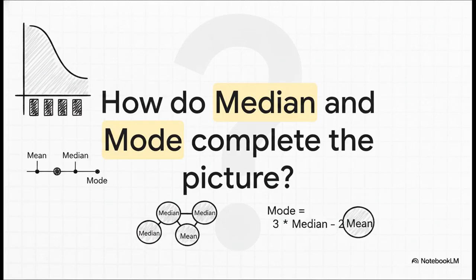But this leads to a fascinating final question. As we look at the overarching formula, mode equals 3 times median minus 2 times the mean, how do the median and mode complete this statistical picture? Are there datasets out there where the mean actually paints a misleading picture of the center? Well, that is a puzzle for next time. Keep exploring those numbers.